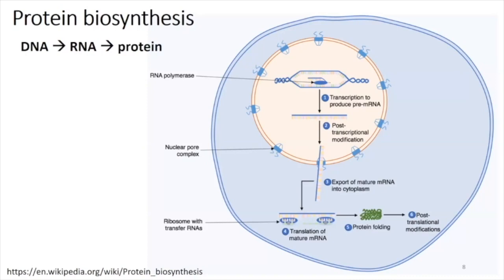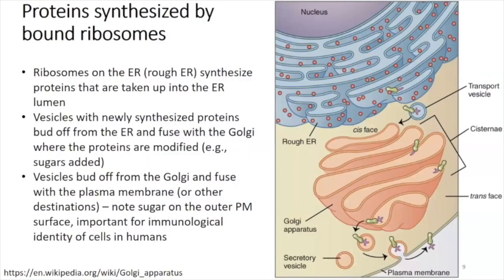Right. Now, the messenger RNA leaves the nucleus and comes out into the cytosol, where it binds to ribosomes. Now, those ribosomes can either be bound to the endoplasmic reticulum, making it the rough endoplasmic reticulum, or they can be floating around in the cytosol. But let's take a look at the bound ribosomes. Now, the bound ribosomes on the ER synthesize proteins that then go into the lumen of the ER.